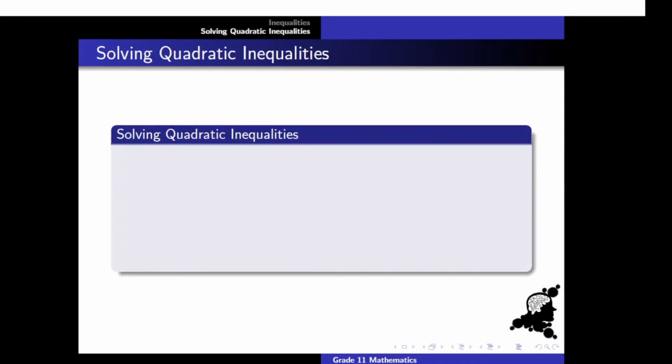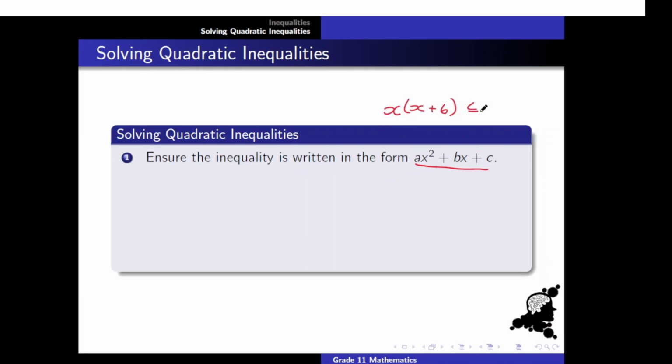So, let's look at how to solve quadratic inequalities. The first thing we need to make sure is that our inequality is written in the form ax squared plus bx plus c. So if you have anything else that's not of this nature, you want to make sure that we have it in the form of a quadratic equation. In some instances, the exception would be if it's already factorized. I'll give you an example. If you've got something like x into x plus 6, let's say this is less than or equals to 0, you would then just take this as it is and then solve for x.